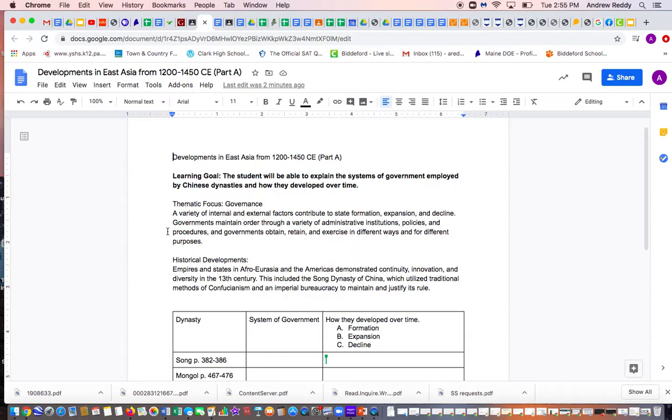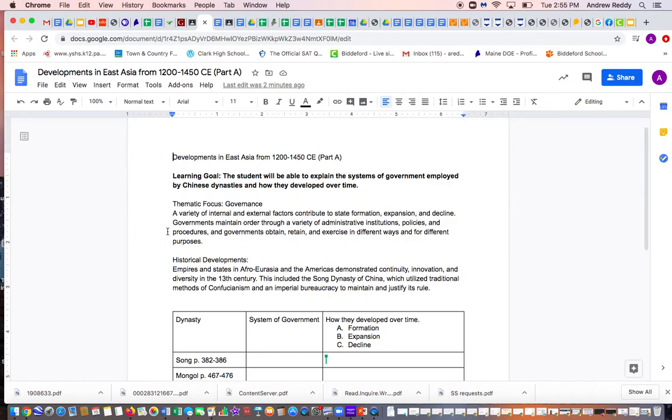Internal factors are things that happen within the empire. External factors are things that happen outside of the empire, like the encroachment of invading armies from another area. An internal factor would be something around the government or the economy or something that's happening within the empire.